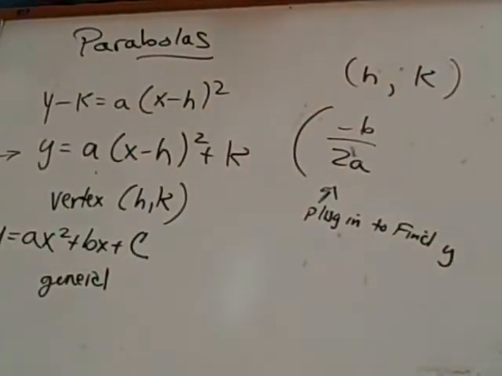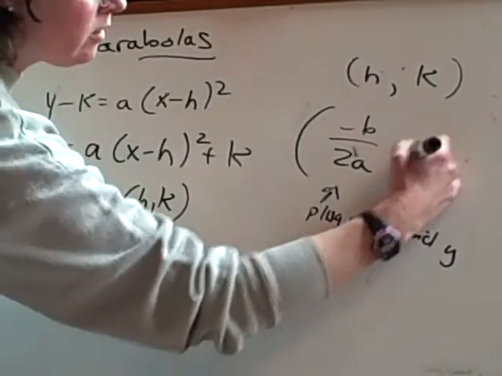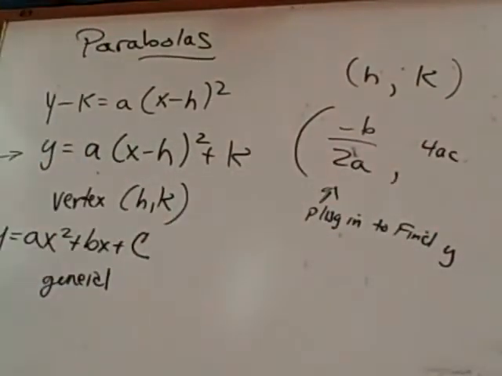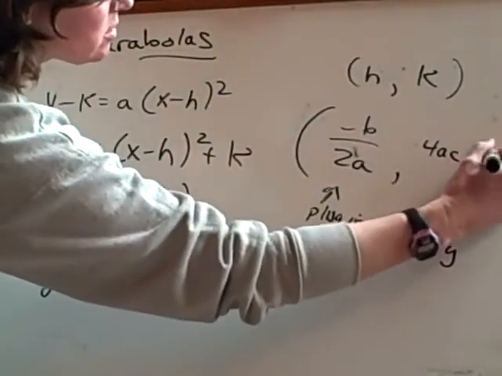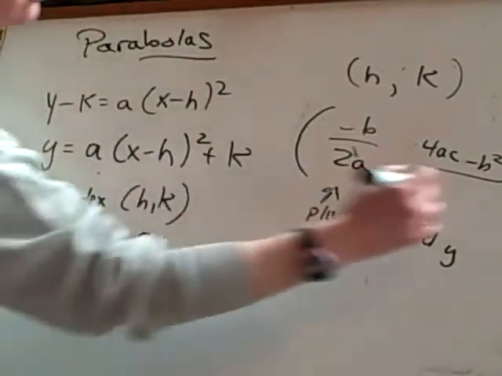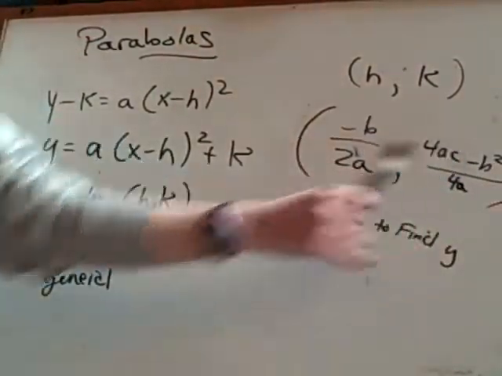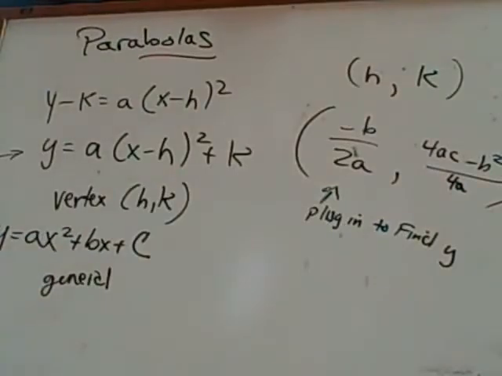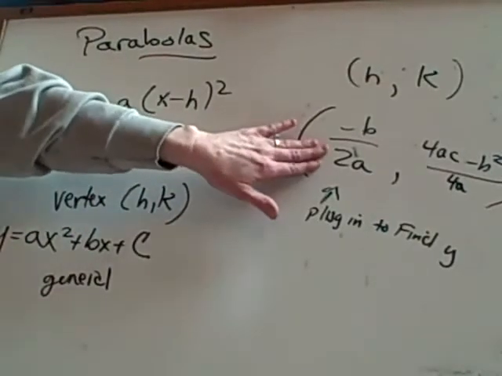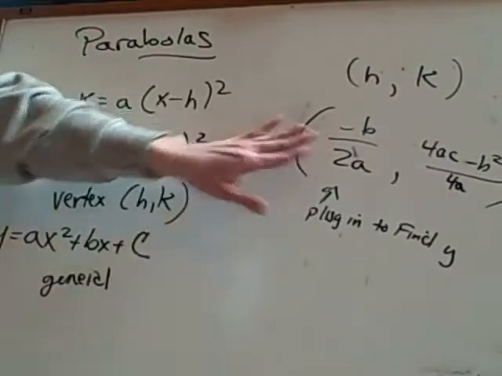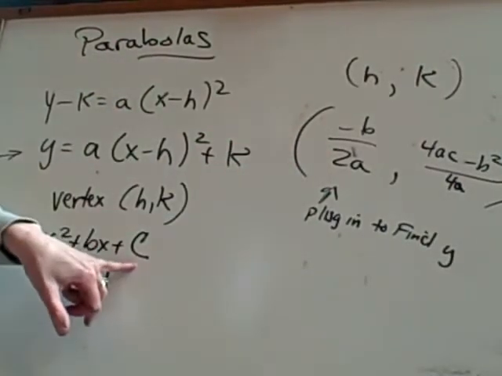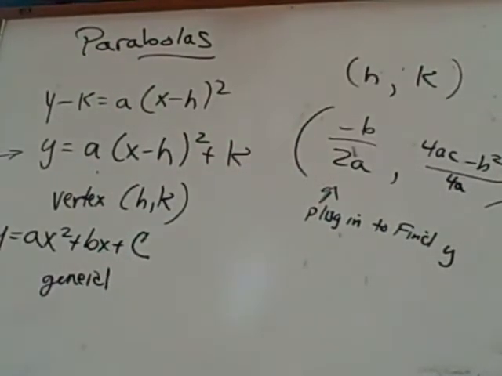At this point, I would just write plug in to find the y. That's what I normally do, because this other one is just too confusing. But I'll give it to you. It is 4ac minus b squared over 4a. But to tell you the truth, I will never use that to find my vertex. I will always find the x part of my vertex, which is my h, plug that back in here, and solve for my y, which would be my k.